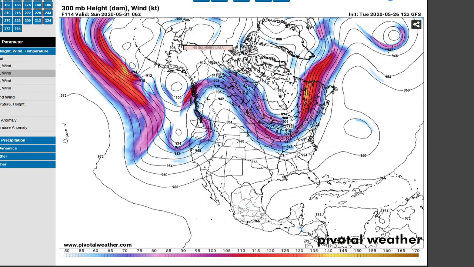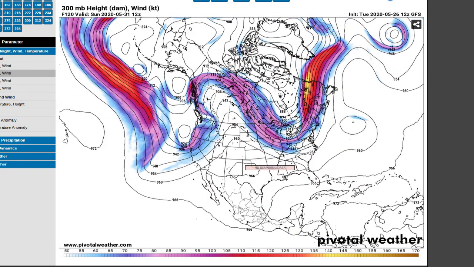Then after that, well, we're not building the ridge in quite as aggressively as some of the models were indicating, but it will be parked directly over Texas, and that probably means some very warm weather for the southern plains. And that'll keep storms kind of shut down.